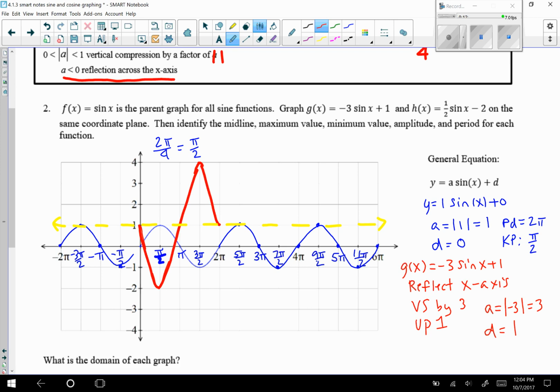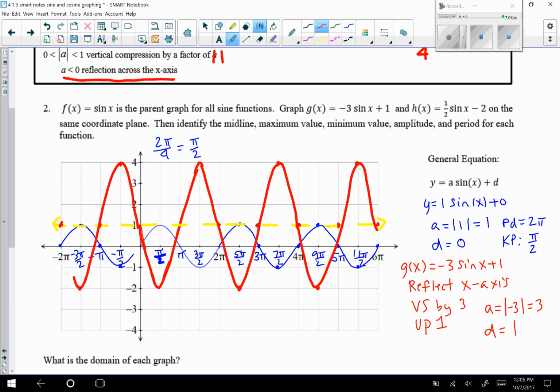Now I know that my graph is just going to keep repeating itself. So at 5 pi over 2 I'm going to be back at -2, and then 3 pi would be 1, 4, 1, and so that would be my second wave. And then keep going. So -2, 1, 4, 1. That's my next wave, and of course I can go backwards on my graph. So we're always just repeating these values. So now I've graphed my transformations.